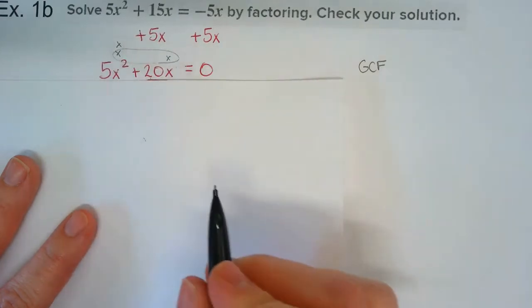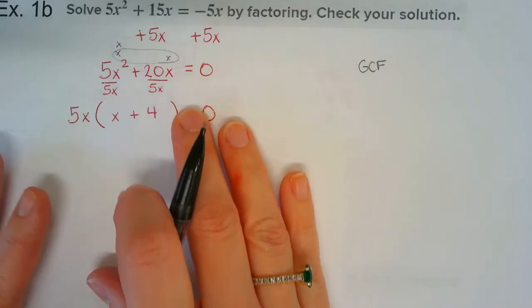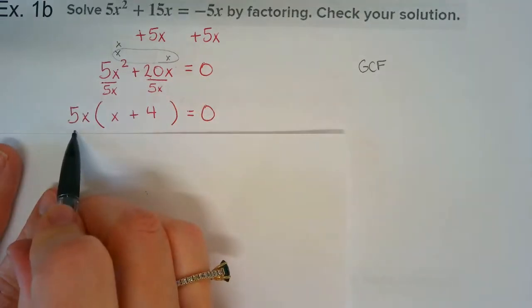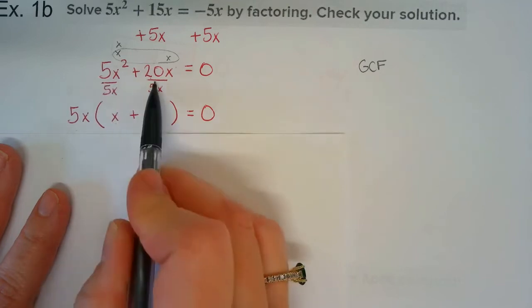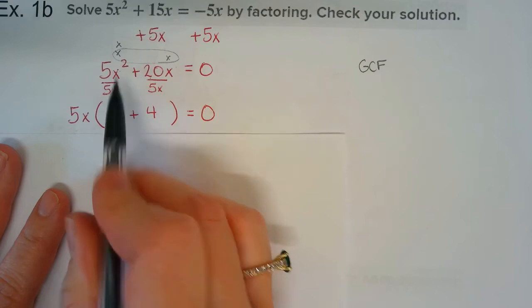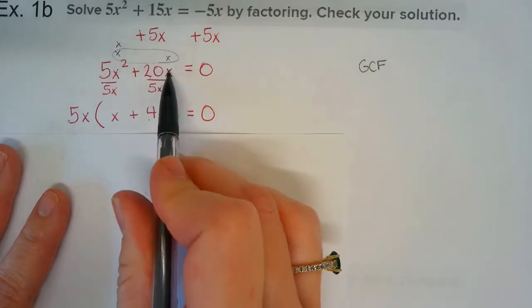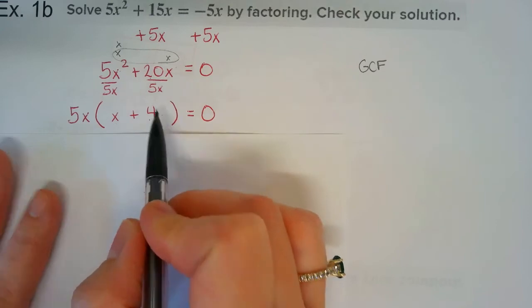So it'll always be your lowest amount. So I can divide by 5 and take off 1x. So I'm going to write that outside of my parentheses and divide and write the terms left over. So 5 divided by 5 is 1. Take off 1x, I'm left with 1x. 20 divided by 5 is 4. Take off 1x, I'm left with 0 x's.